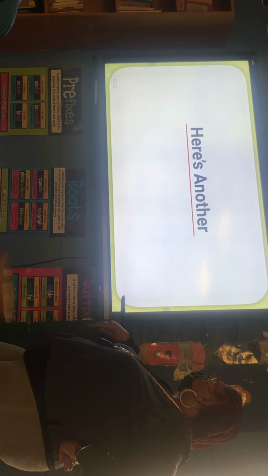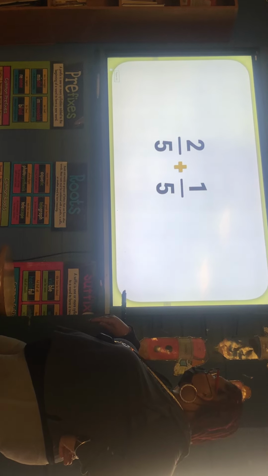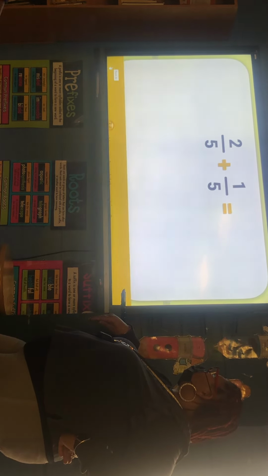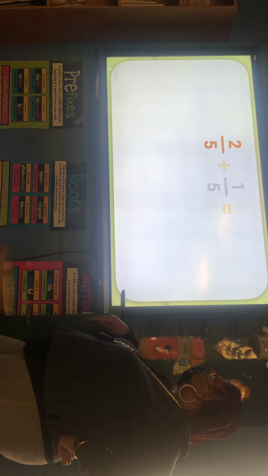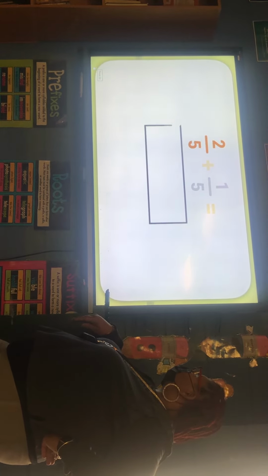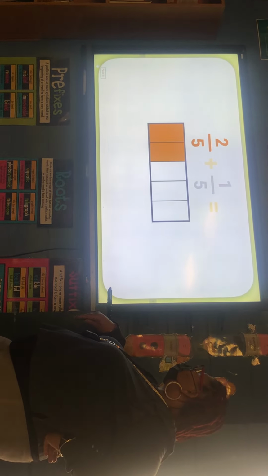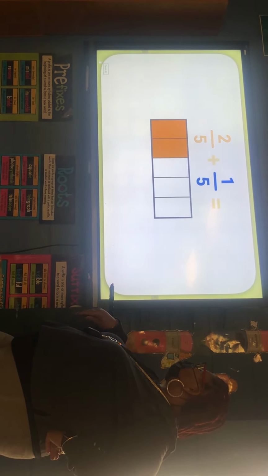Here's another problem to practice with. Let's figure out what 2/5 plus 1/5 equals. Well, which of these shows how I can model this problem? First, I'll model 2/5. I'll draw a rectangle and shade in 2/5 of the rectangle. To add 1/5, I just shade in 1 more fifth.